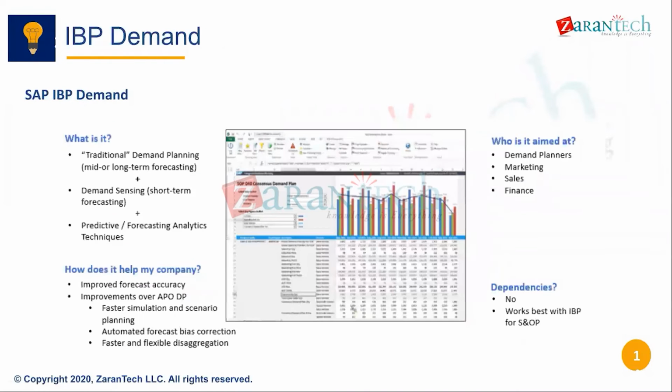Now, when we say demand planning, how does it work? Demand planning is basically aimed at your demand planners, your marketing, sales and finance departments. At the same time, it does traditional demand planning. When you say traditional demand planning, it is doing the mid and long-term forecasting. And demand sensing is for the short-term planning or short-term forecasting. Here we are doing predictive or forecasting analytic techniques.